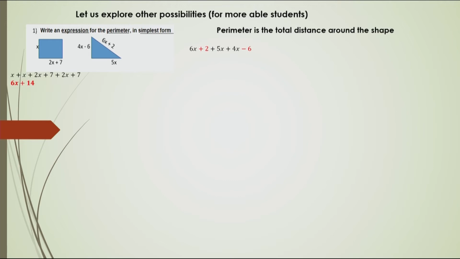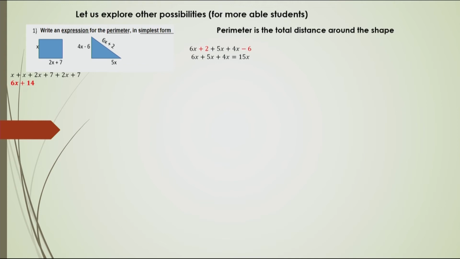Second one, the triangle. So you've got 6x plus 2, the longest side. The vertical length would be 4x minus 6, and the horizontal would be 5x. Okay? Collect those terms that are the same, the x's together. So you've got 6x plus 5x plus 4x. And can you see that the plus 2 and the minus 6, I've put in a different color. Okay?